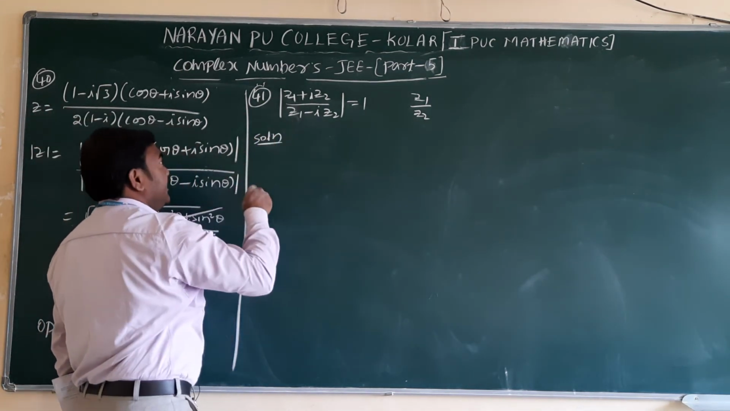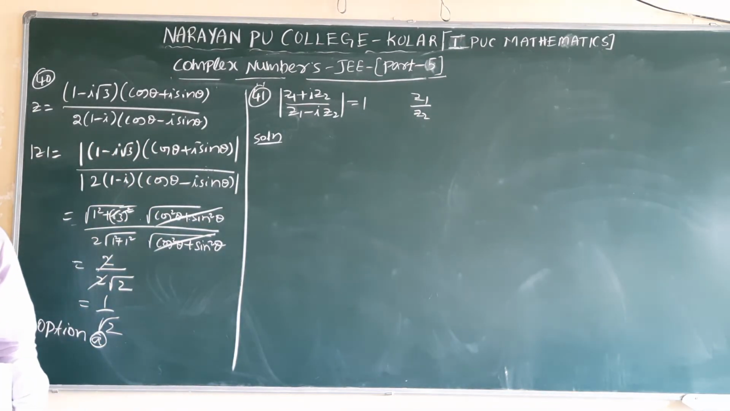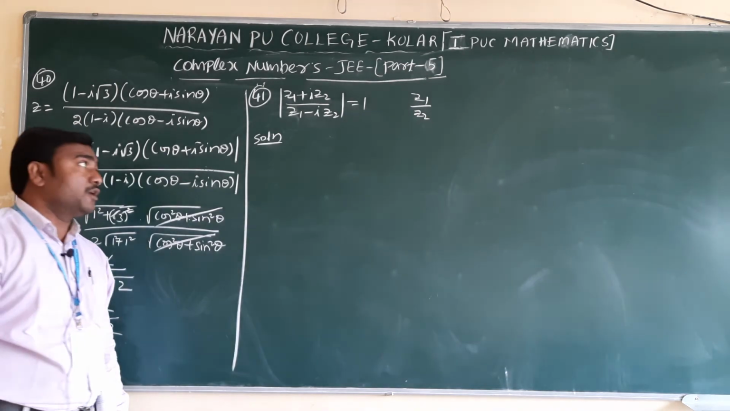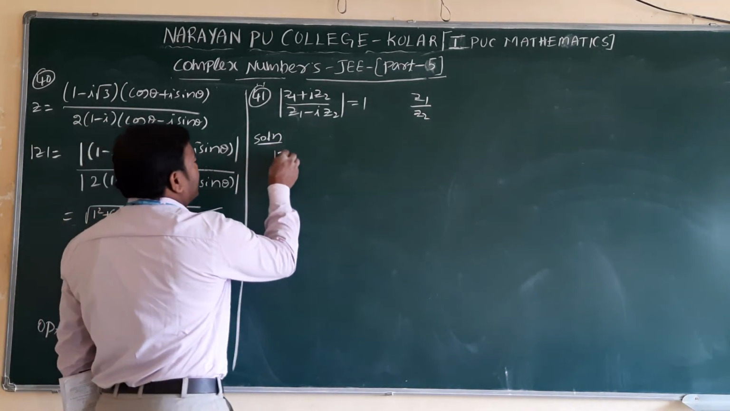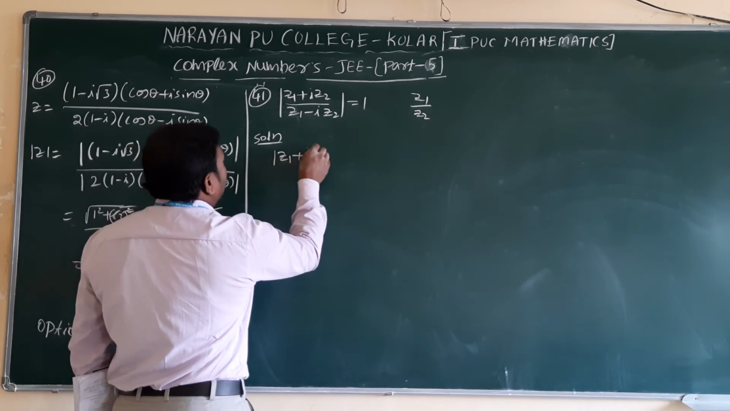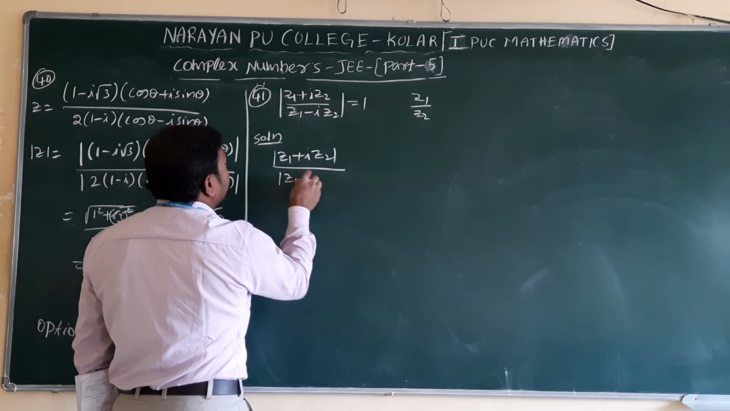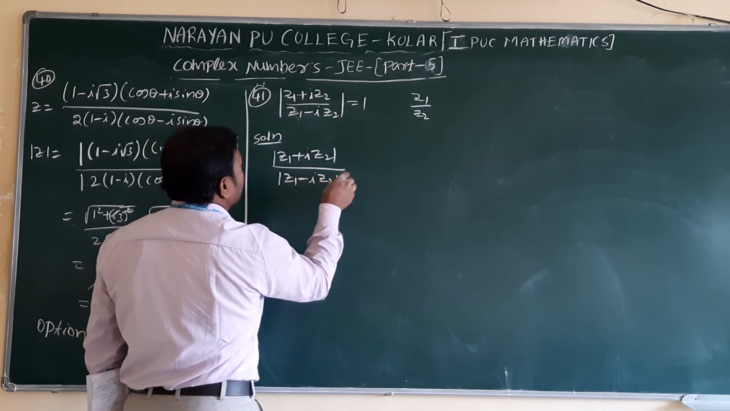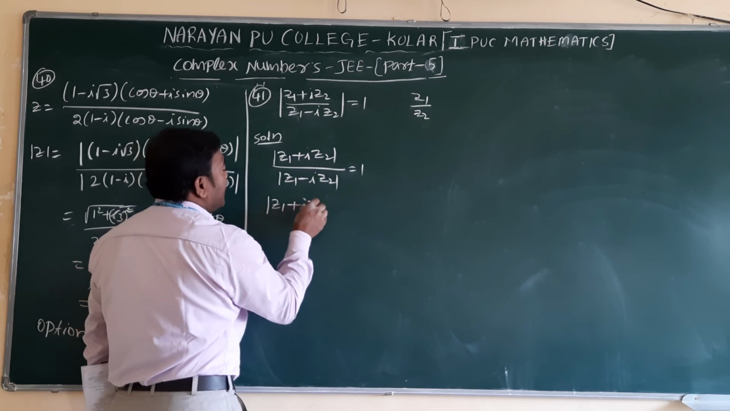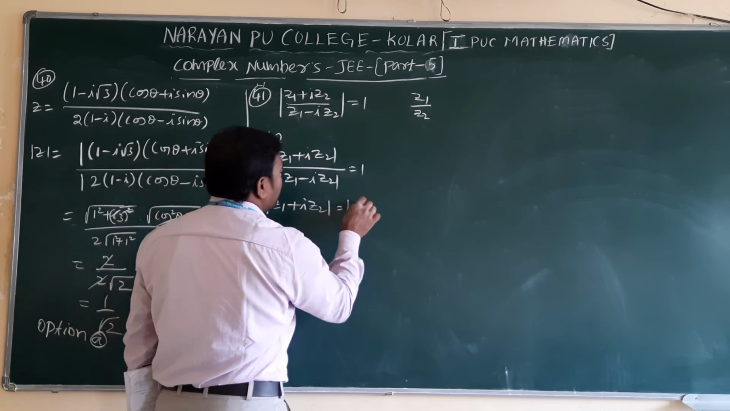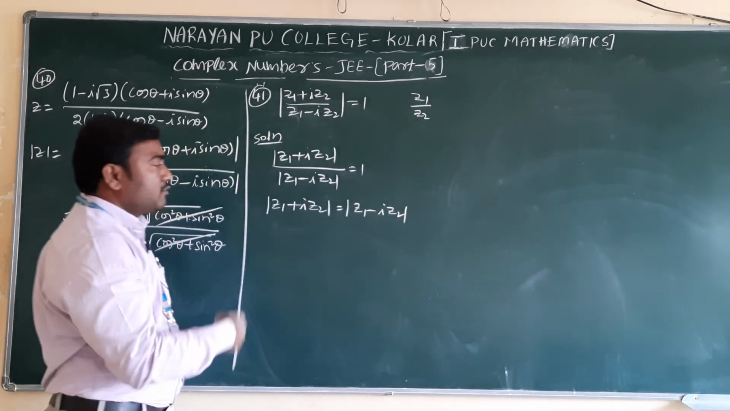You can directly apply the property we already know, modulus of z1 by z2 is equal to modulus of z1 by modulus of z2. Applying that property here, modulus of z1 plus iz2 divided by modulus of z1 minus iz2 is equal to 1. Now modulus of z1 plus iz2 is equal to modulus of z1 minus iz2. Now we are squaring on both sides.